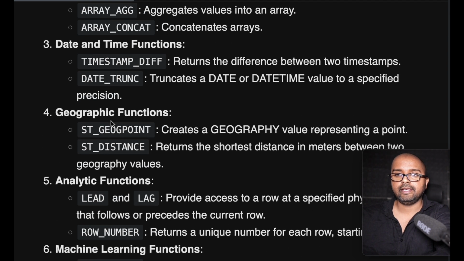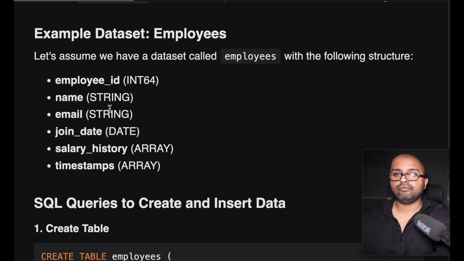I'll try to run this and then try to understand how they're working. Again, for this, we need a data set. So we'll again create an employees data set, but this time we are going to add a few more columns like salary history, timestamp, and join date, and so on. And if you notice, they have a different data type.